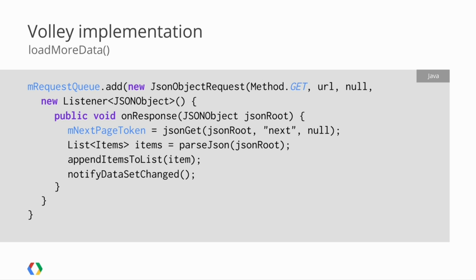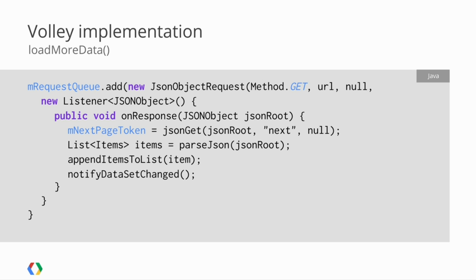We just parse out the JSON, append the items to our backing list, and call notify dataset changed. So there are two bigger things I want to point out here. One is this is it. This is the whole thing. I went on and on about the boilerplate before. The boilerplate is gone. This is the whole thing end to end.